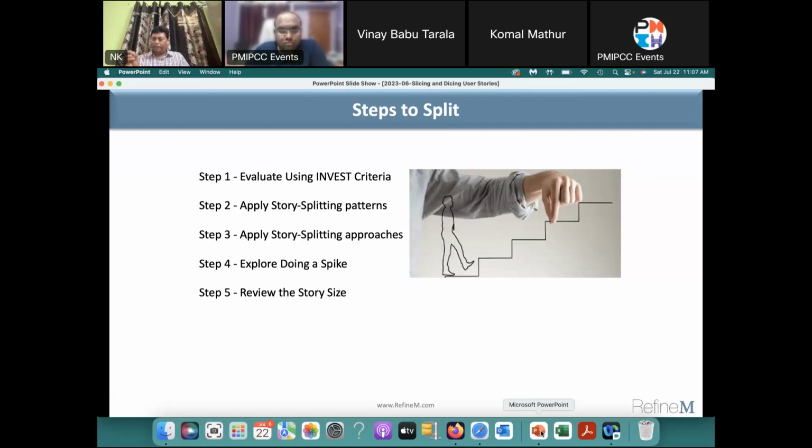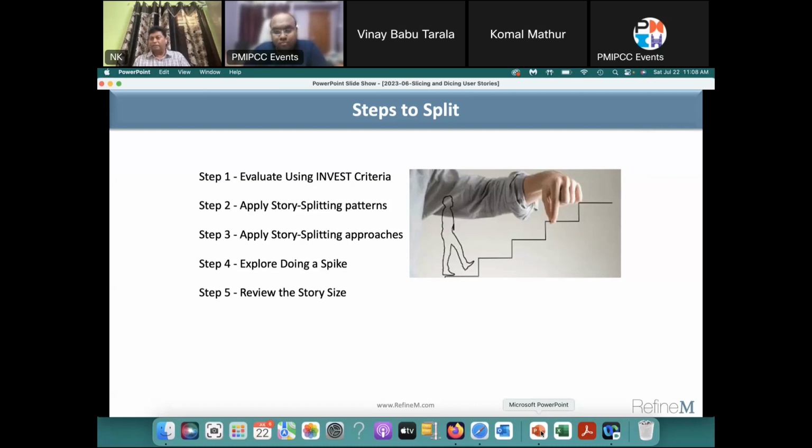Now that is satisfied, still the story may be bigger. Apply user story splitting patterns. I talked about 8 different patterns, 8 different scenarios. See if you see any one or more patterns. That will give you a trigger to split the story. After that, you can start looking at story splitting approaches. We talked about 3: slicing, connectors, and looking at the acceptance criteria. You can see if you can apply any of those approaches further. And then you can also do a spike. If you are still not able to do it, then a spike is a way to do it. Many teams do spike.